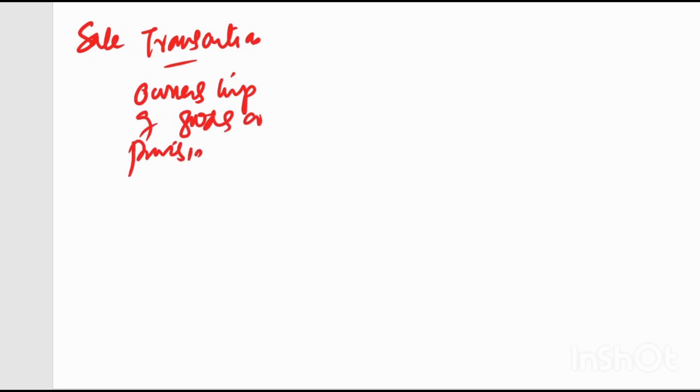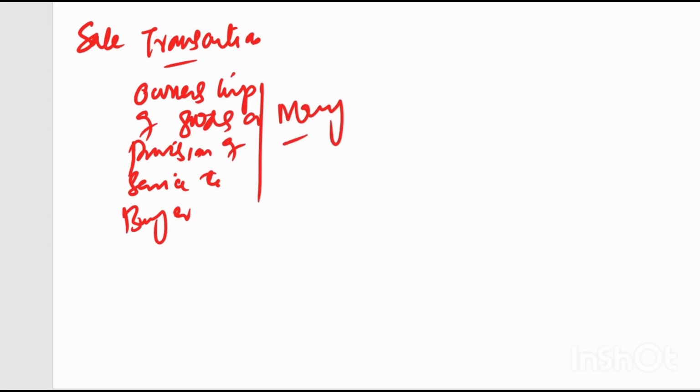Now sale transaction means that you are actually transferring the ownership of goods, or you may say the provision of services to the buyer, and definitely the buyer will pay you money in return, so they will do some payment to you for that. Clear? Now basically the primary way for a business to generate revenue is sale. So the key point here is you have to record every sale transaction accurately, whether it is cash or whether it is credit.